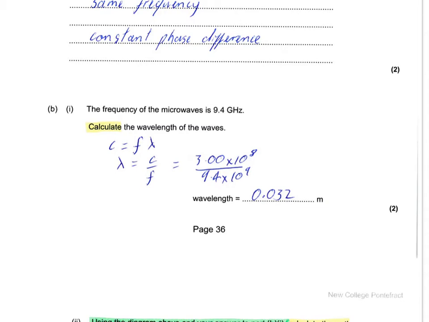Frequency of the microwaves is 9.4 gigahertz. Calculate the wavelength of the waves. Very straightforward c equals f lambda calculation. So lambda is c upon f. Speed of light divided by the frequency we're given. Gigahertz is 10 to the 9, so we've got 9.4 times 10 to the 9. That gives a wavelength of 0.032 meters.